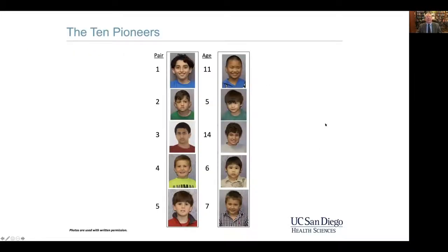So these are the 10 pioneers that were paired by age. So 11-year-old pair, 5, 14, 6, and 7. Now, 4 of these boys were nonverbal, had never spoken more than a single word at a time, never put 2 words together, and had severe oral motor dyspraxia.